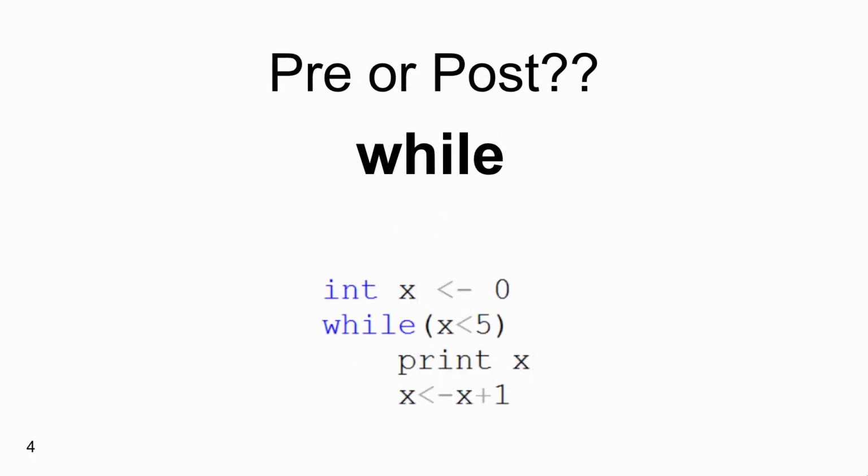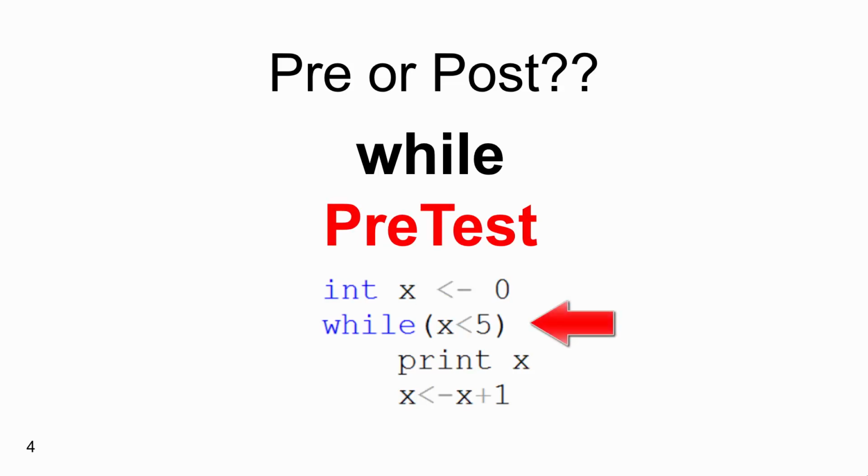Let's think about the three loop styles we've been discussing. Here is a simple example of the while loop. Is this a PreTest loop or a PostTest loop? Think about it. If you think PreTest, you're correct. Since the check happens immediately after the loop starts, this is a PreTest loop.